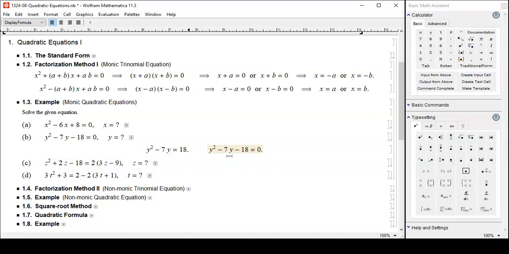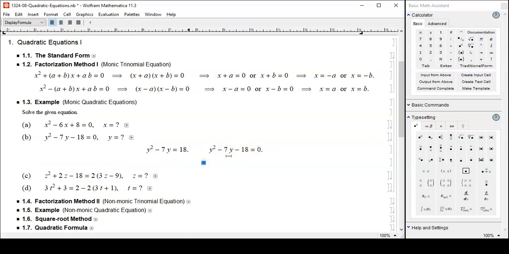Now let's factor the left-hand side. How does that work? Well, factors of negative 18 adding up to negative 7. What is it? 1 times 18, that doesn't work. 3 times 6? No. 2 times 9. Is that it? No, not really.